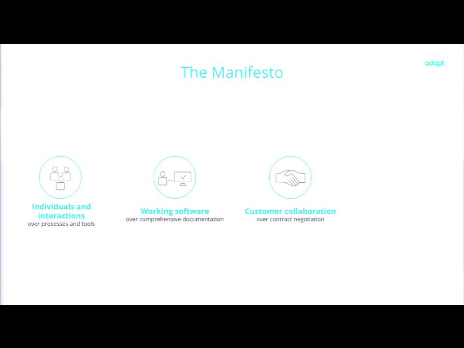The third rule is customer collaboration over contract negotiation. What is very important here is that we need to keep our customers, our clients, very close to our process and make them understand why we are doing this as we're doing it. And of course, we need a contract, but basically for the process, in the perfect world, we should sign the contract and never look at it again. Because it's about the communication with the customer.